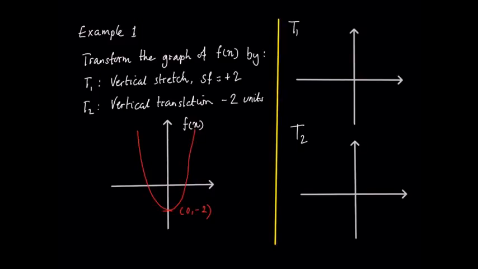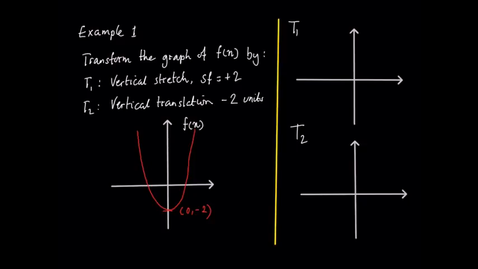In this example, we're going to transform the graph of some function f of x by, first of all, applying a vertical stretch with a scale factor of +2, and then secondly, a vertical translation of -2 units. There are two separate transformations, so we'll use two separate graphs on the right-hand side to show the results step by step.